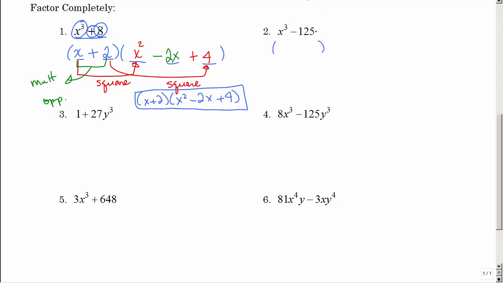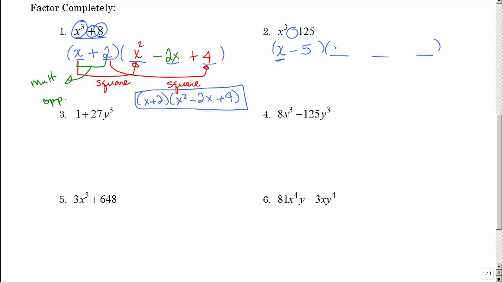Number 2, we have the difference of two cubes. So we're going to start out with a binomial, x, then that sign. Then we need 5 times 5 times 5 is 125. Then we're going to have our trinomial.